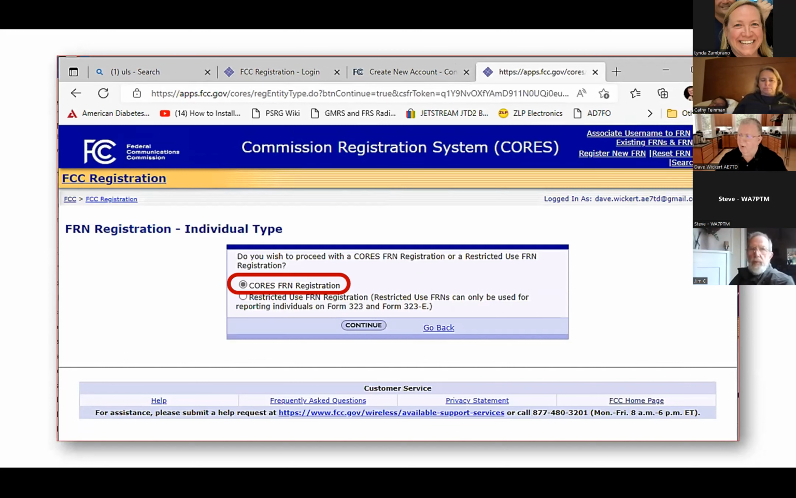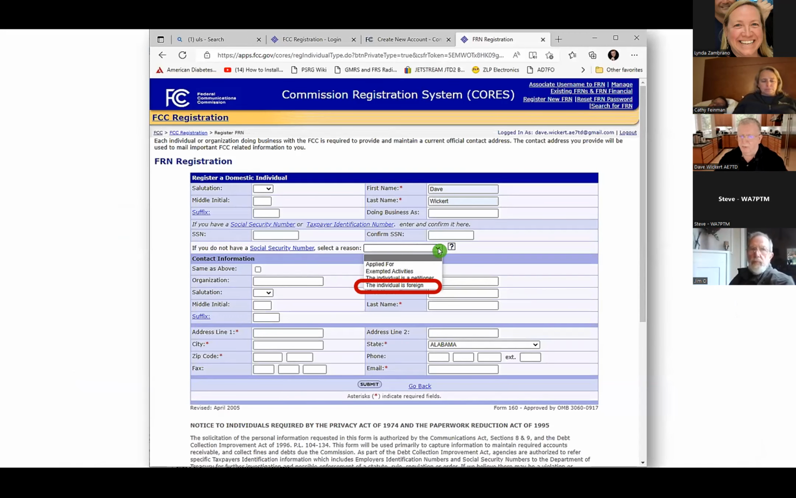Then it will say, well, what kind of FRN number do you want? And you want a CORES FRN number. That's the default, but that's the one that you want. And then it will go through and ask for your address, and it will ask your Social Security number.